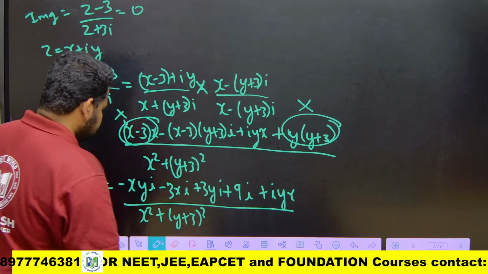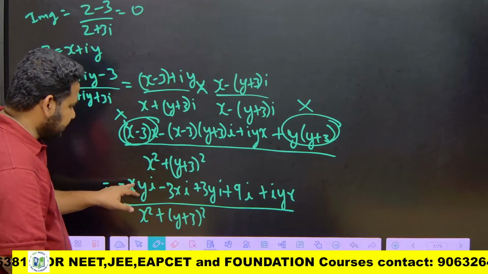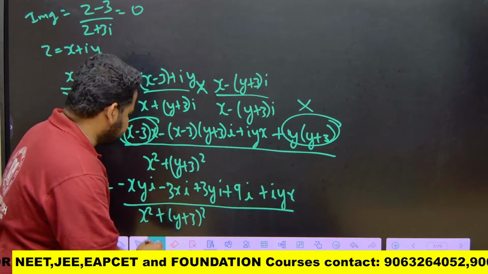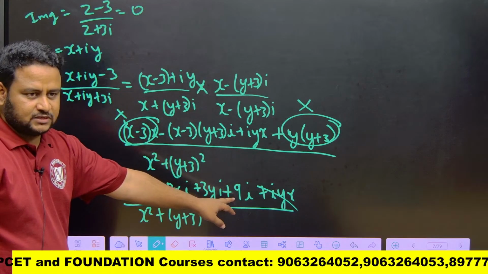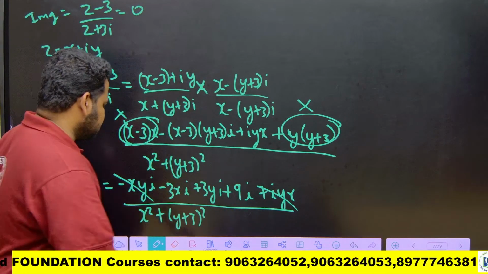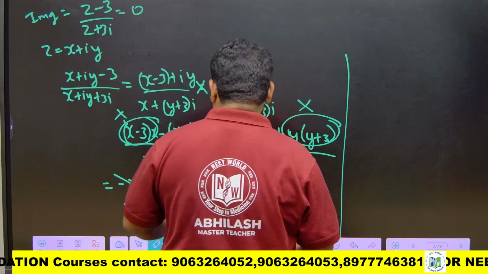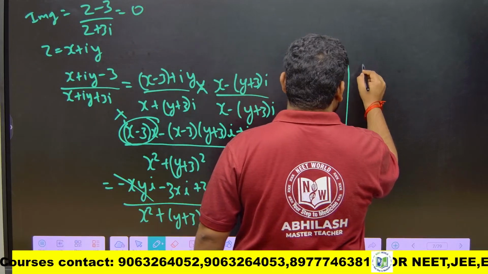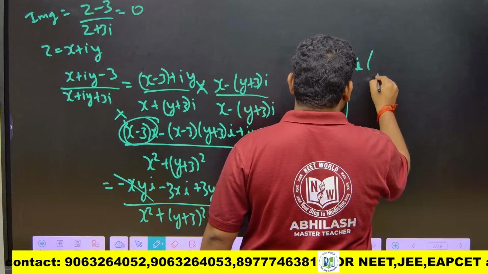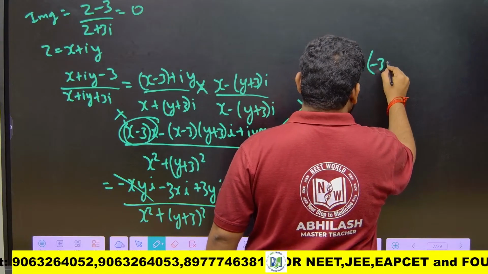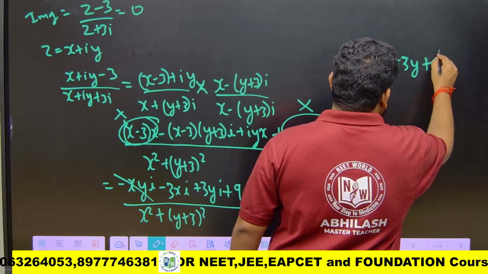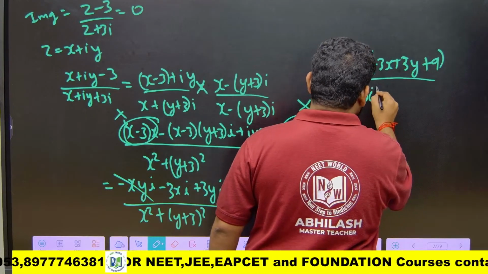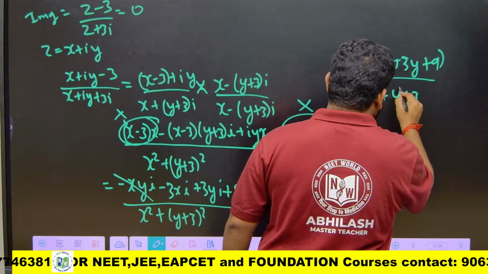See here, minus i into xy plus i into xy is nothing but, I can cancel this. Now here i is there. If I take i common, what will I get here? Friends, if I take i common, I will get i into minus 3x plus 3y plus 9 by x square plus y plus 3 whole square is equal to 0.